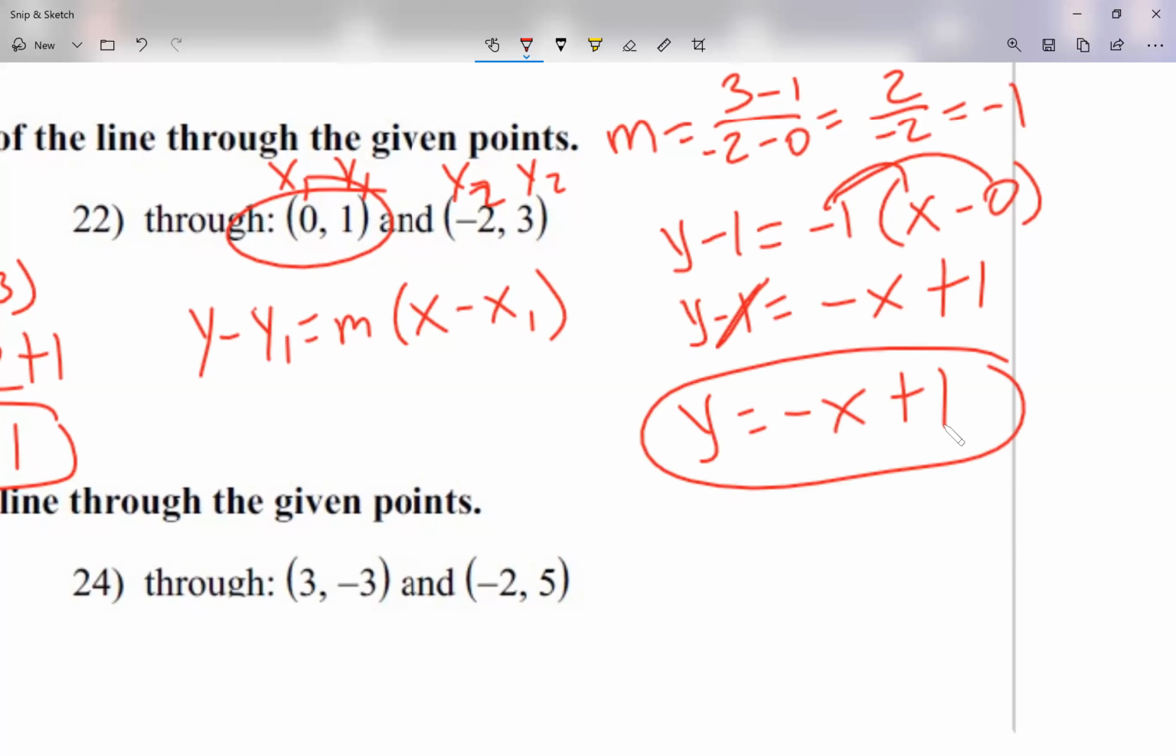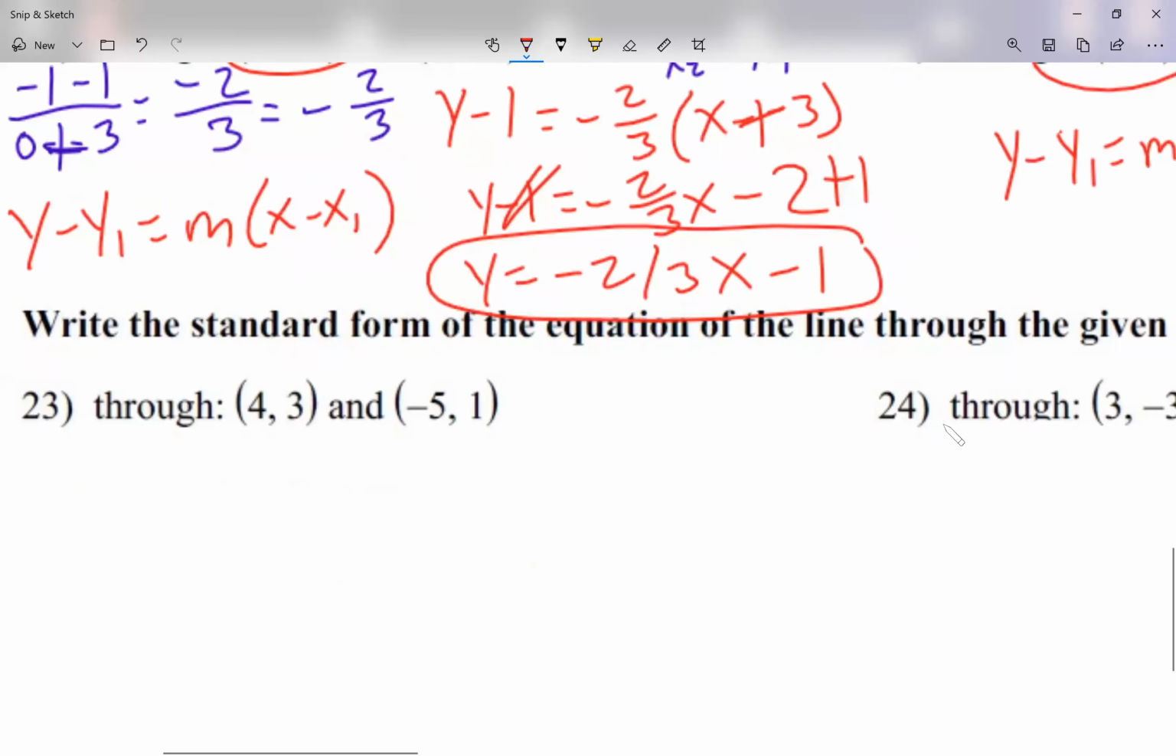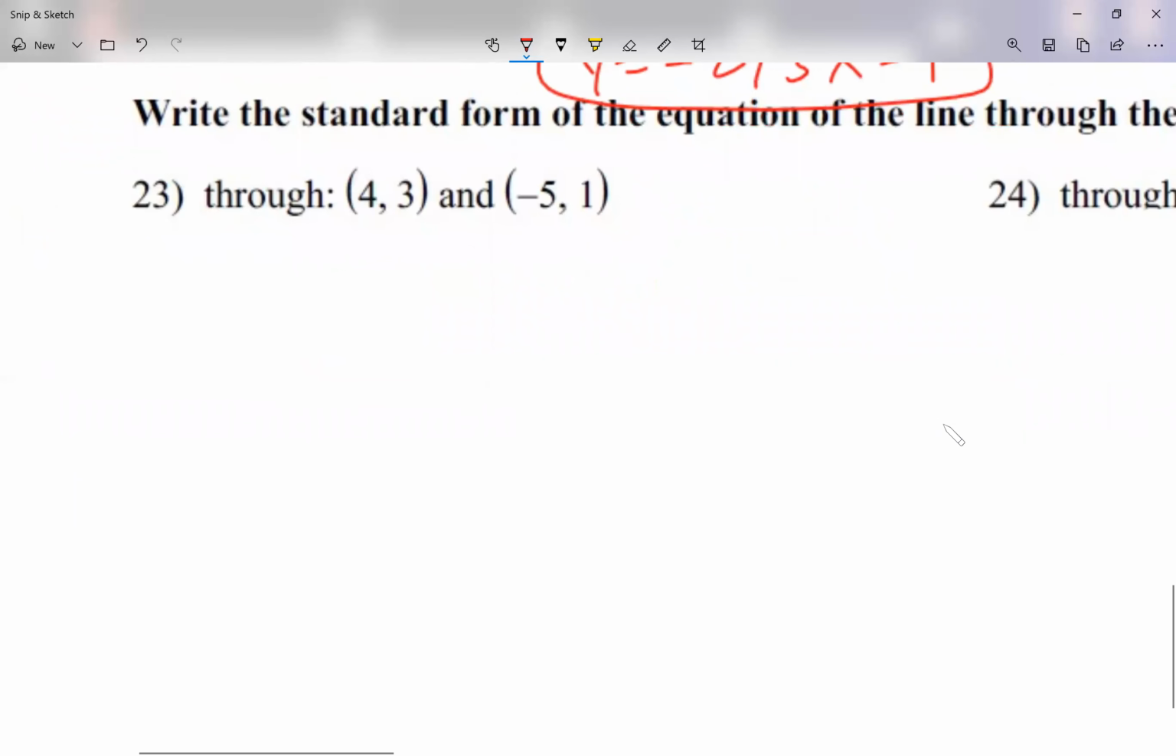Now, when we have it in standard form, I'm going to start the way I do slope-intercept form. That's how I'm going to start. So to begin with, let me find the slope.